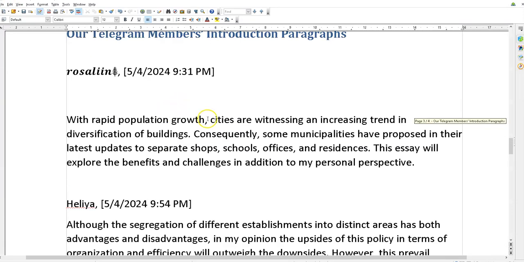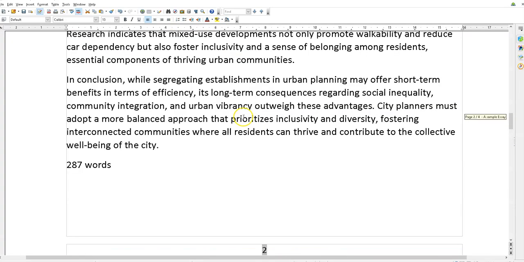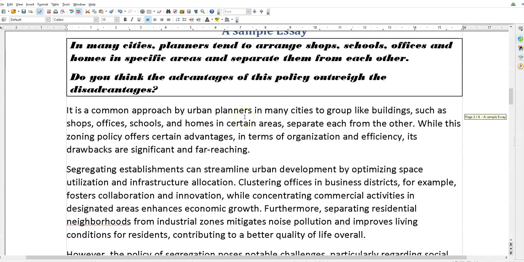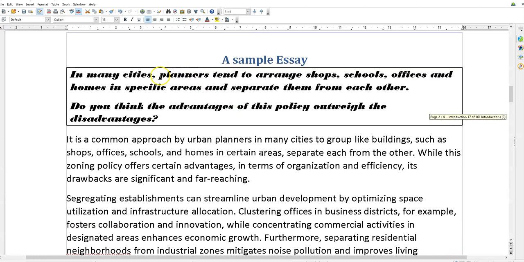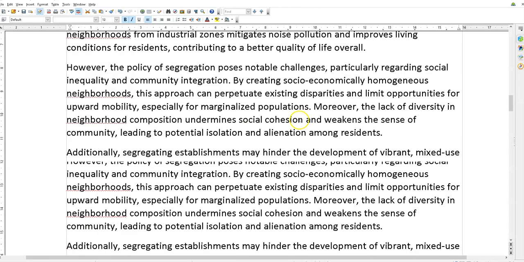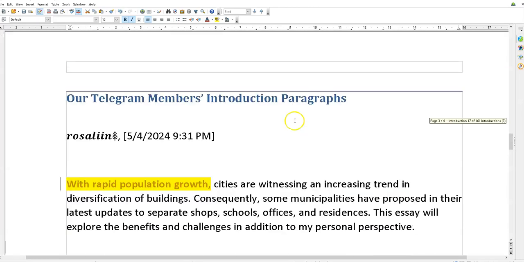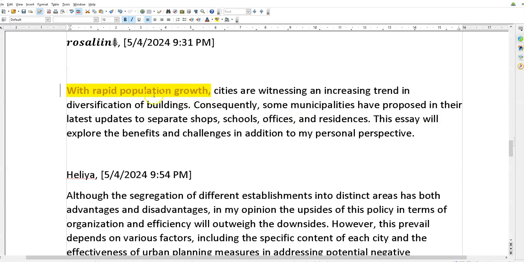Now, where does it say that? It doesn't say that. That's not the topic, is it? It's actually, if we look at it, the planners. So people who plan the cities, they are responsible for this policy. So it's got nothing to do with rapid population growth.